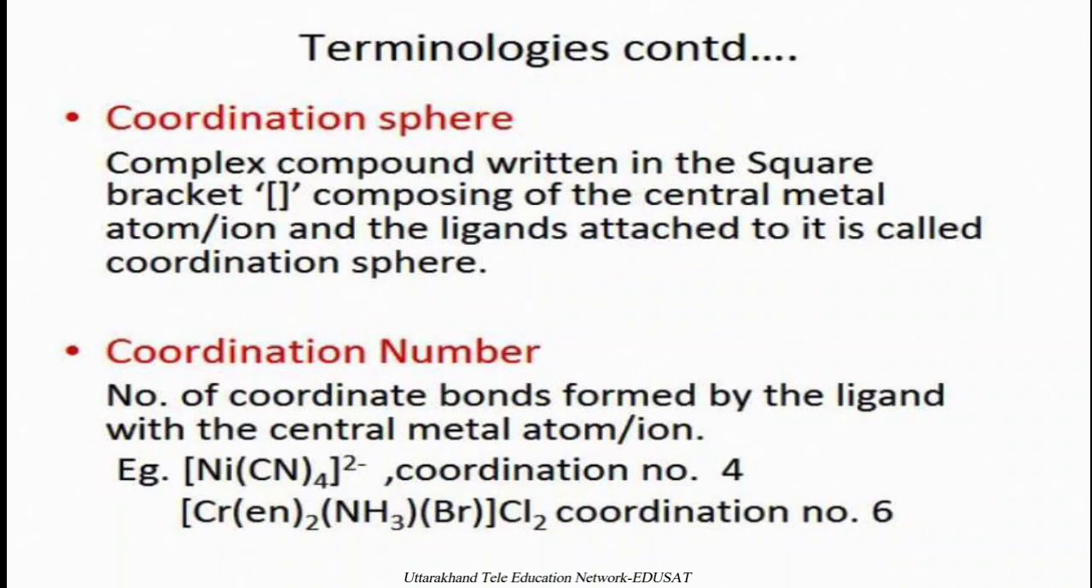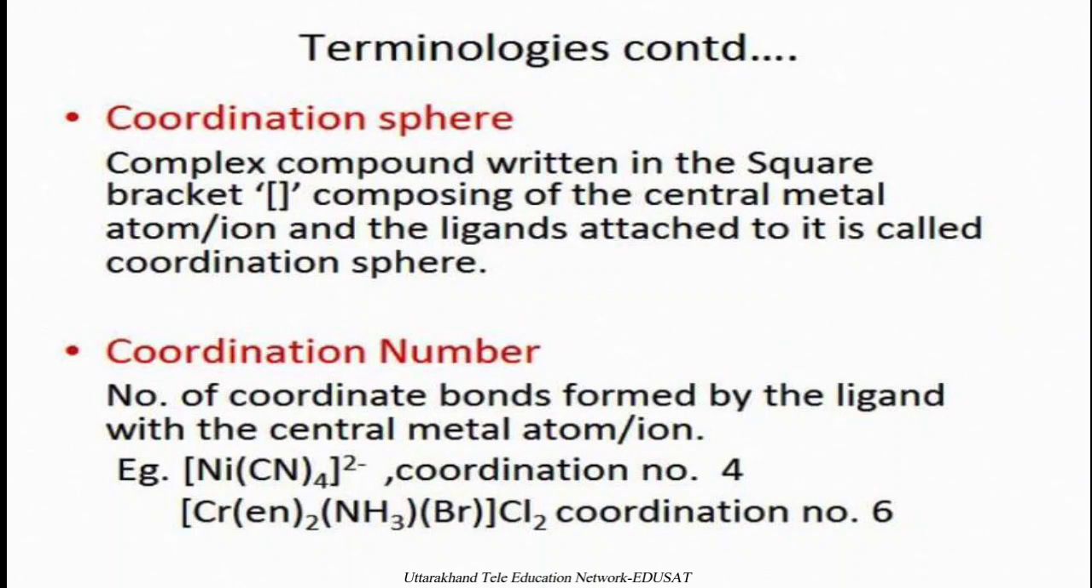Outside this coordination sphere, we put the charge on the complex ion. Now next is the coordination number. What is the coordination number? It is the number of coordinate bonds formed by the ligands with the central metal atom or ion. For example, nickel tetracyanochloride. Here the coordination number is 4.